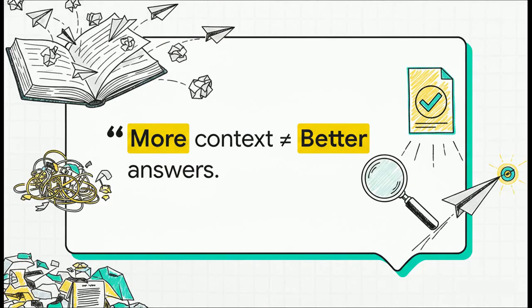This leads us to what should be a core rule for anyone building RAG systems. More context does not equal better answers. Precision beats volume every single time. It is so much better to find the one perfect paragraph and give that to the model than to make it search through the entire book.